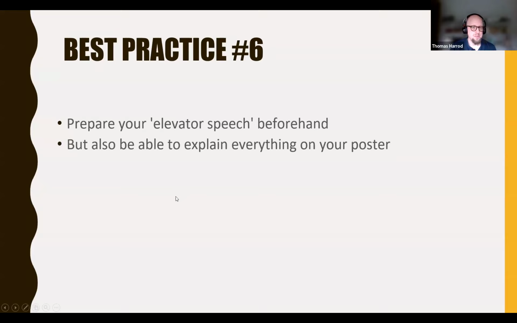Another best practice is sort of two sides of the same coin. One is to have your elevator speech ready. By elevator speech, for people who aren't familiar with that saying, imagine yourself getting on an elevator with someone, and you're going to the fifth floor and they're going to the third floor, and they ask you a question. You have until the third floor to answer the question because they're getting off. So you have to have this succinct speech ready to answer the question.